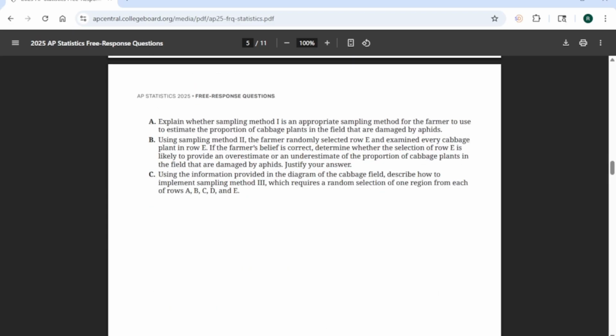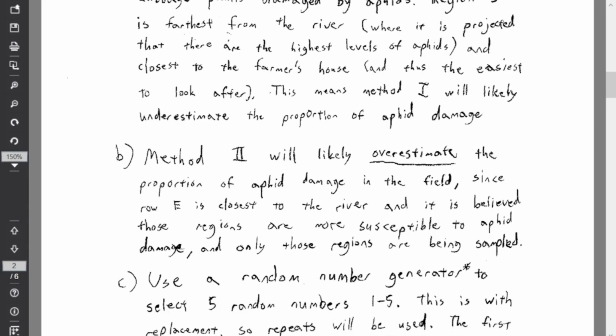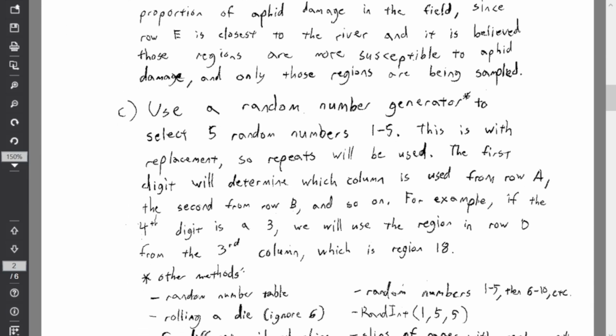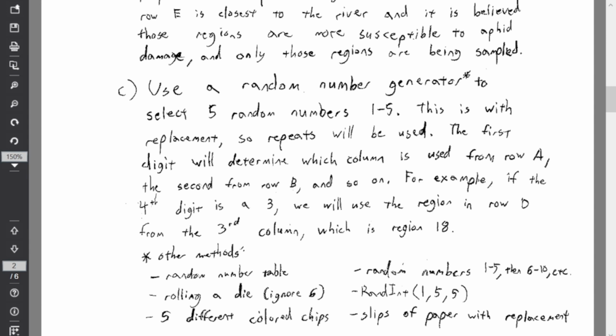Now part C asks about method 3, which is a better method, that stratified sample, and it asks us to walk through how we would use that method. First thing we're going to do, we're going to use a random number generator to select 5 random numbers, 1 to 5. Now the important thing is that we want to do this with replacement. So we are going to use repeats in using this method.